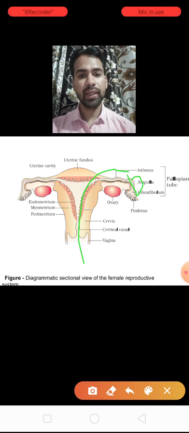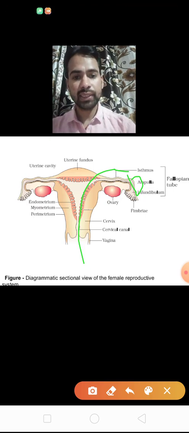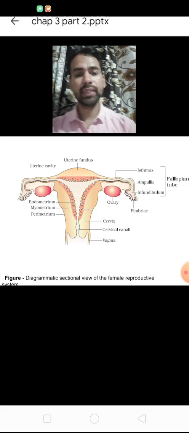Clear? In the picture you can also see the cervix, vagina, endometrium, myometrium and perimetrium. So this is about the female reproductive system that we have discussed. In the next video, we'll discuss the processes, how fertilization, gametogenesis and the menstrual cycle occur.